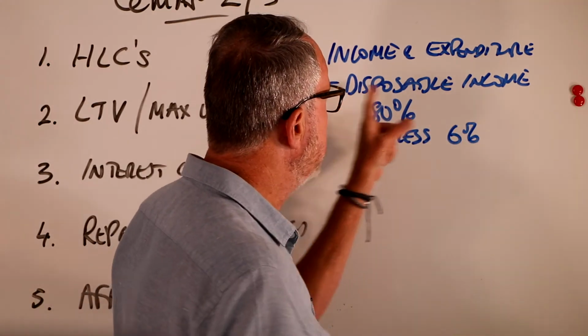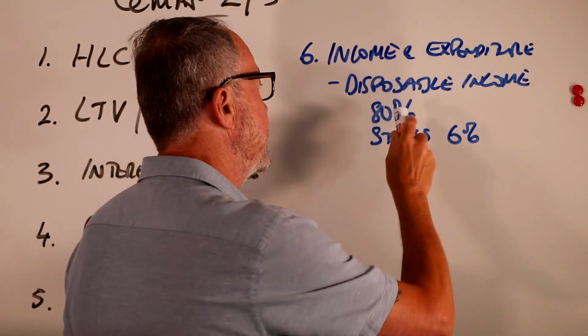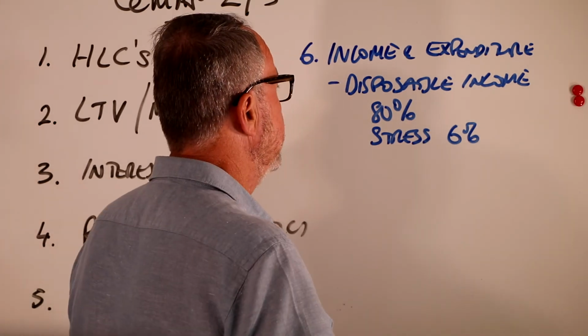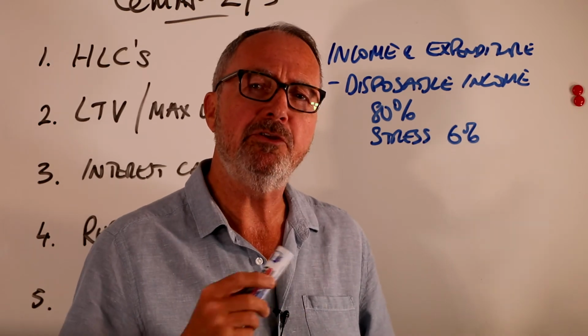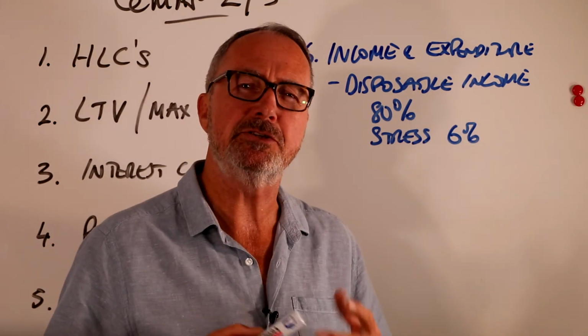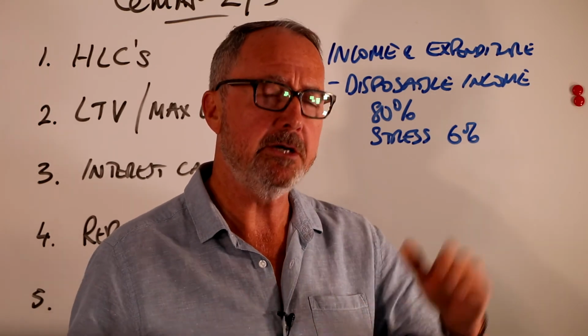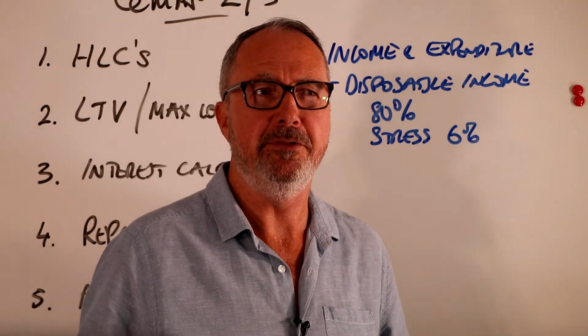So if your disposable income is £1,000 a month after all these deductions, the lender will take 80% of that, 800 quid, and that £800 is the maximum monthly payment they'll lend you. But that monthly payment is worked out at 6%, which is the stress rate. Now your mortgage is probably only going to cost you £500 a month, but that's the most they'll lend you. There's no multipliers there. That's the modern method, if you like.